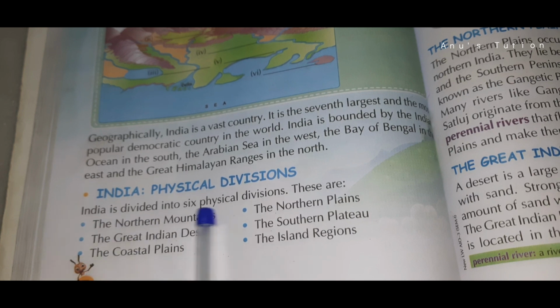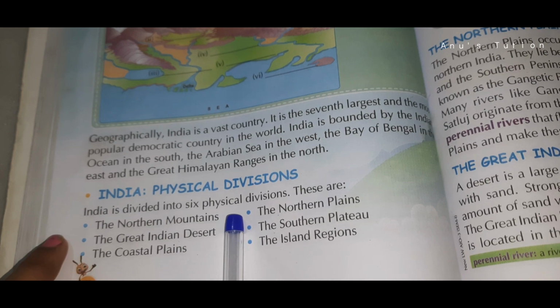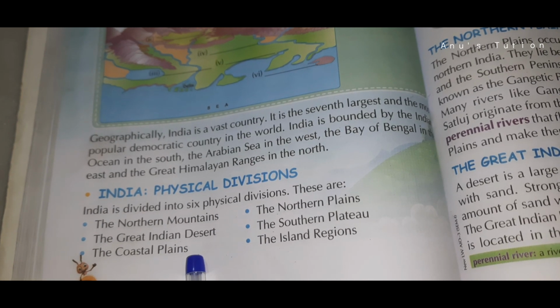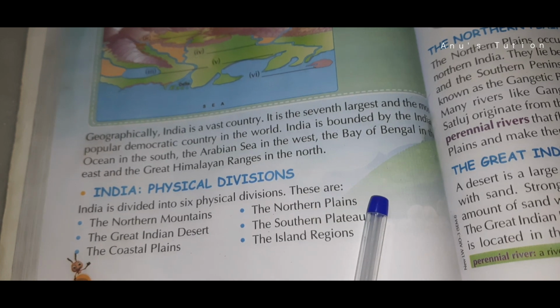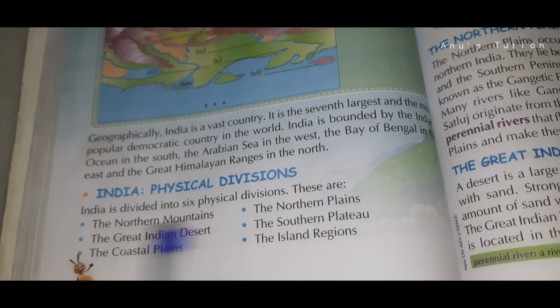India is divided into 6 physical divisions. These are: the Northern Mountains, the Great Indian Desert, the Coastal Plains, the Northern Plains, the Southern Plateau, and the Island regions.